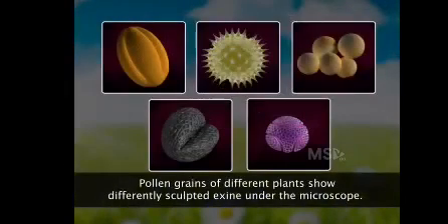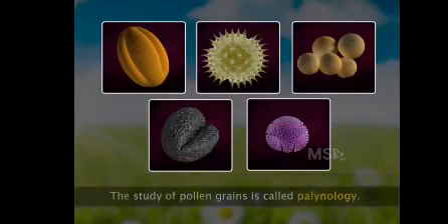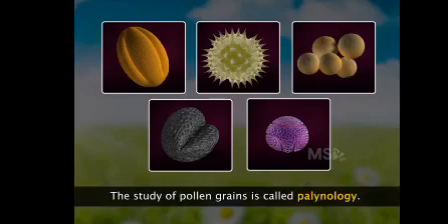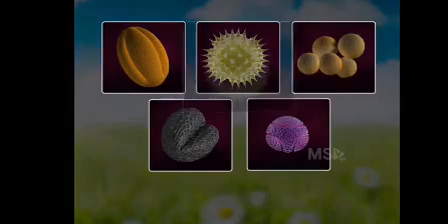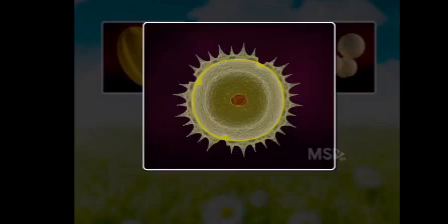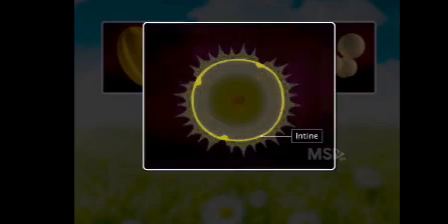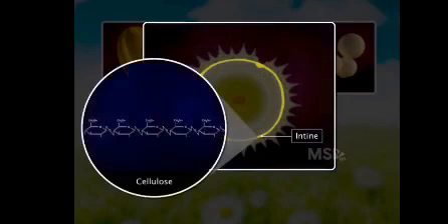Pollen grains from different plant species show uniquely sculpted exines under a microscope. Differently sculpted exines of pollen grains are of great taxonomic value. The study of pollen grains is called palynology. It is useful in paleontology, archaeology, and forensics. The inner wall of the pollen grain is called the intine. The intine is thin and is made up of cellulose.